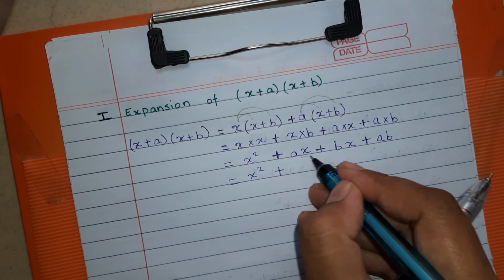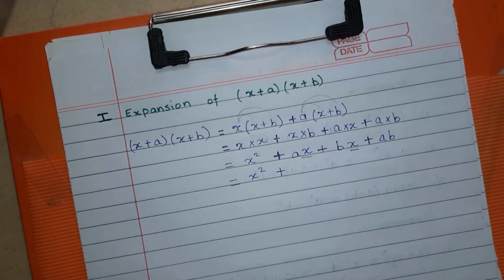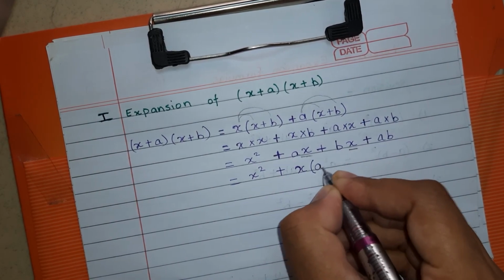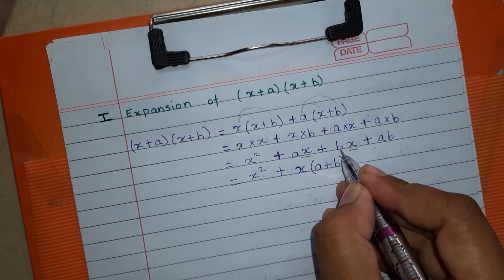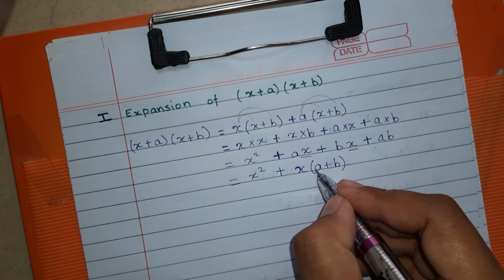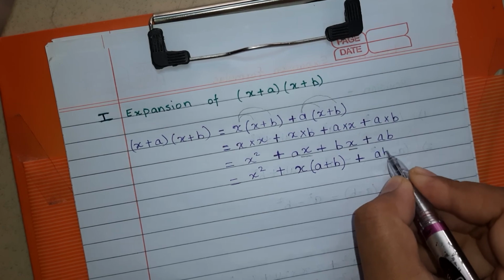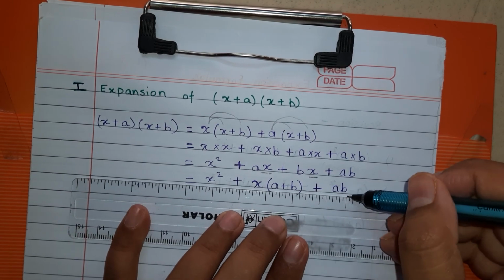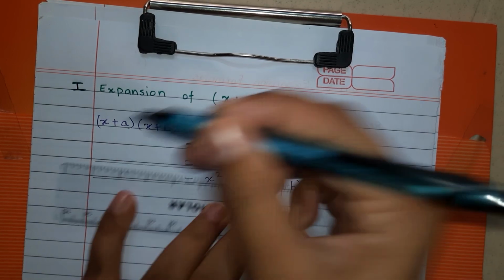Now here x is present in both the terms, means it is common for both of them. So write it one time, multiplied by a plus b. x has been multiplied with a and also with b, so we will write this multiplication only one time, x multiplied by a plus b, and plus ab as it is. So this is the formula for x plus a into x plus b. This you have to learn today.